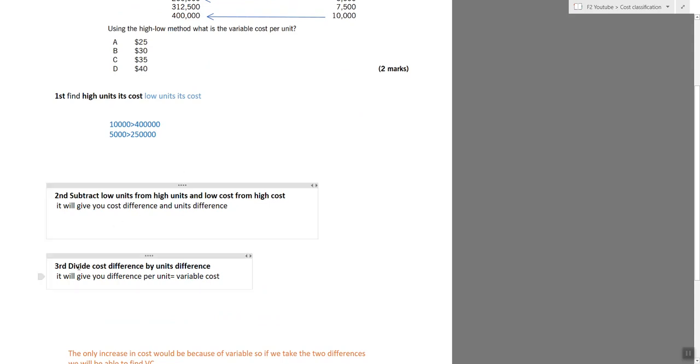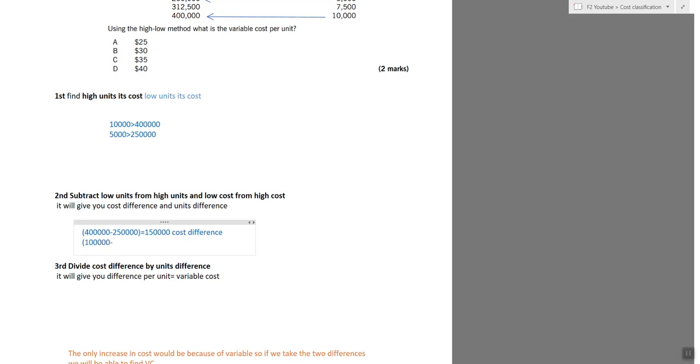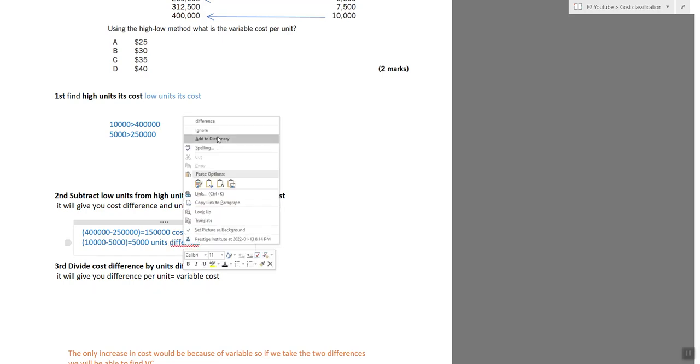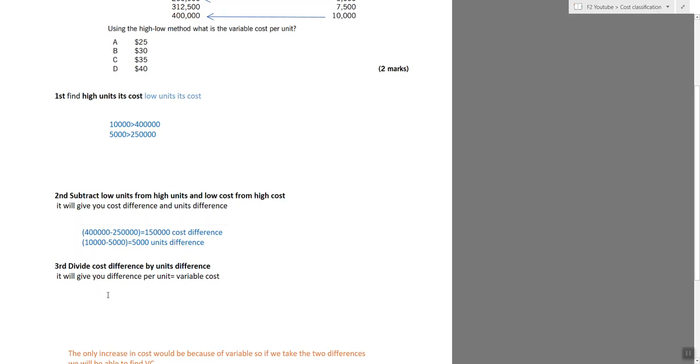Subtract low from high. I will take high cost minus low cost, and this will give me the cost difference. I will take high units minus low units, and it will give me the units difference. So in 5,000 units difference, we have 150,000 cost difference. Now if I take the 150,000 total difference of cost divided by the total difference of units, it will give me the difference per unit. And the difference per unit is variable cost because in 2 points, if anything changes, that would be variable cost. I've explained it on the next page.